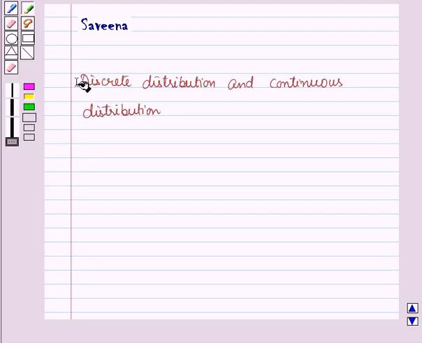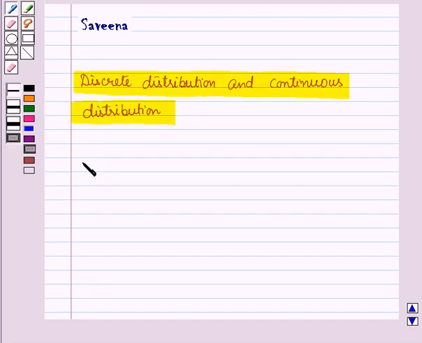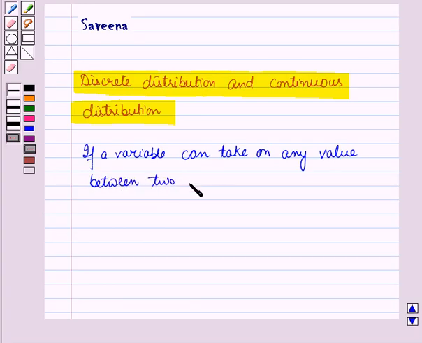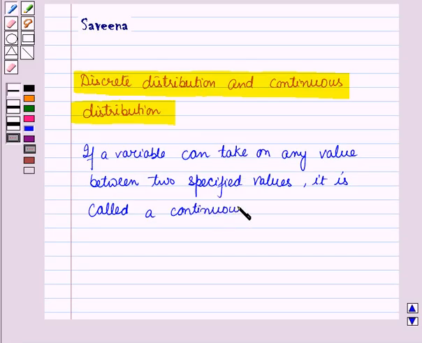In this session, first of all, let us discuss discrete distribution and continuous distribution. Now, if a variable can take an n value between two specified values, it is called a continuous variable, otherwise it is called a discrete variable.